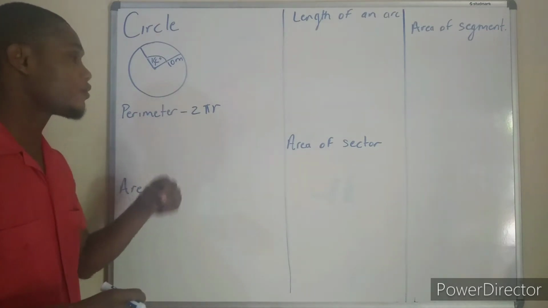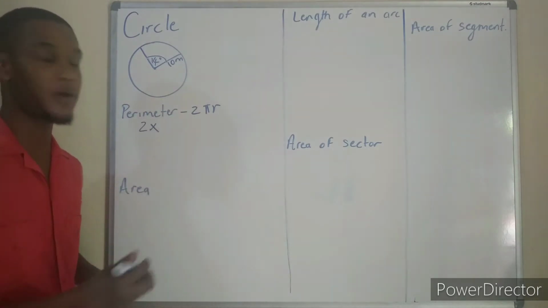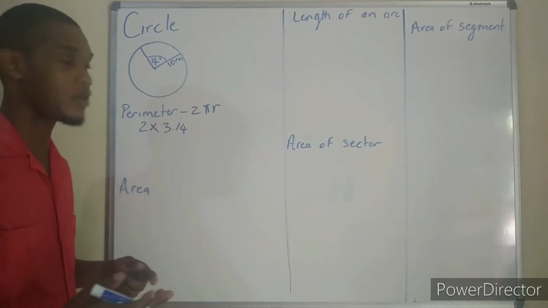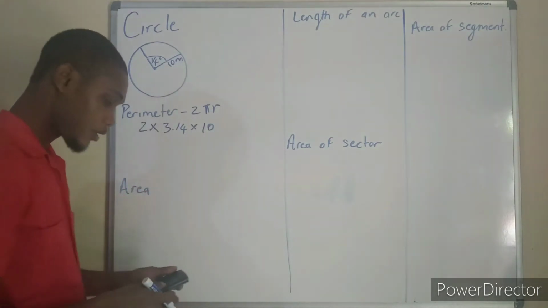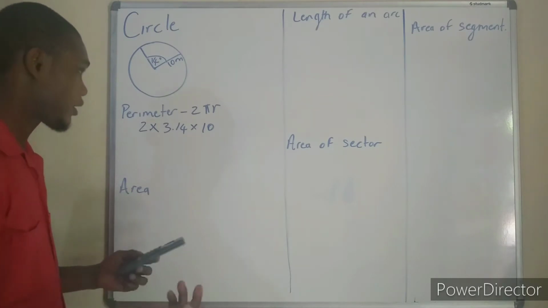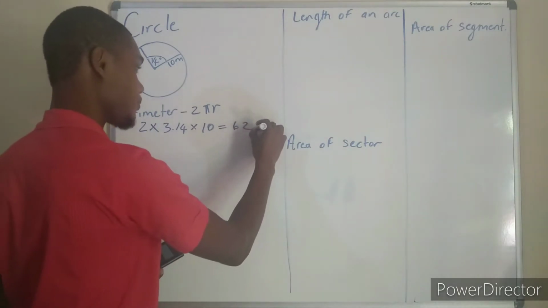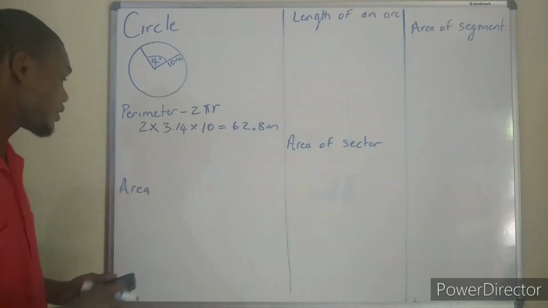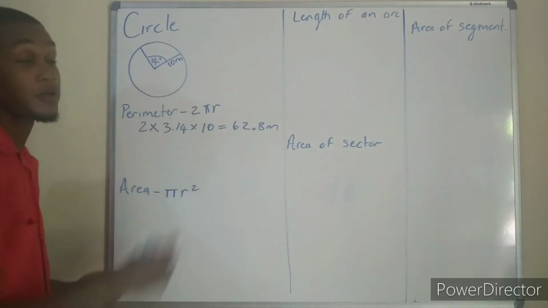So for this formula, you just simply need to do 2 multiplied by pi. The value of pi is generally 3.14, or we can say 3.143, depending on what they tell you, times your radius, which is 10. Once you get all of that, you simply multiply them accordingly on your calculator, or you can work it out on paper. Whatever answer you get, that is your value. So in this case, our perimeter of the circle is 62.8 meters. And you are finished with the perimeter of the circle.